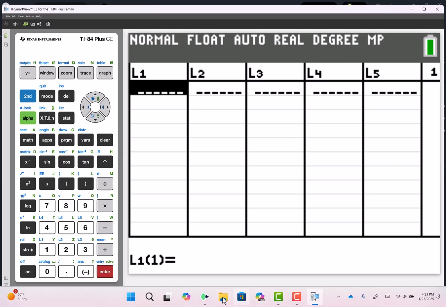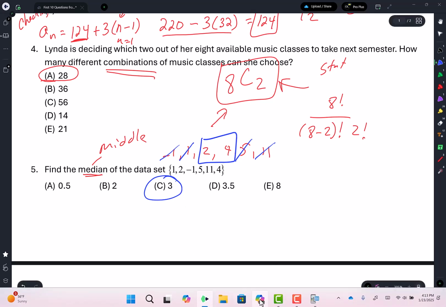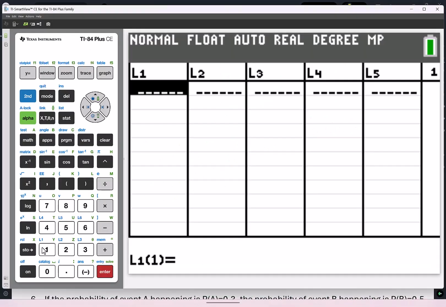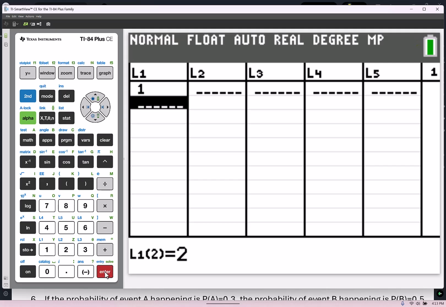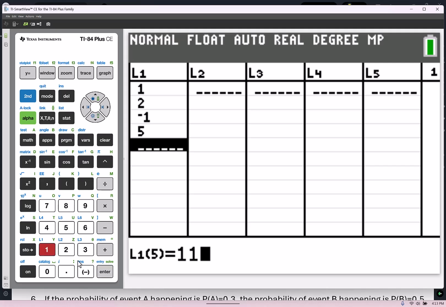Okay, type in that data. 1, 2. I'm just typing in the data that I have right there. 1, 2, 1, 2. What was the next one? Negative 1. What's the next one after that? 5, 11, 4. Okay, check it out.